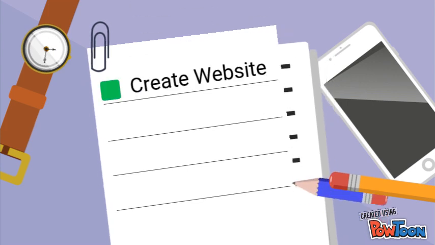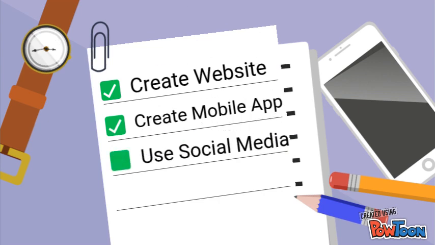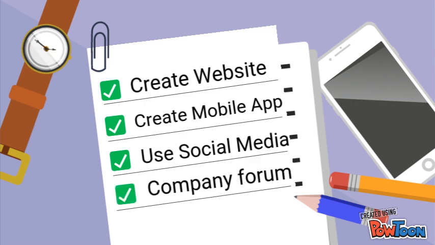Some things an organization could do to improve its socio-technological design would be to create a website, create a mobile app, or use social media such as Facebook and Twitter, or even just create an intercompany forum for companies to interact and maintain the idea of community.